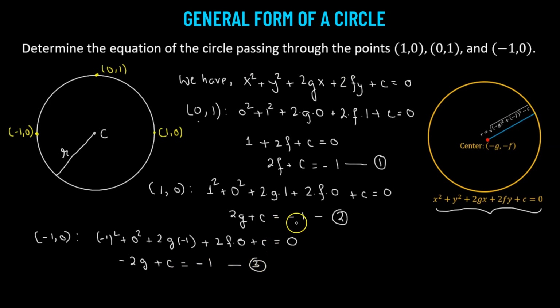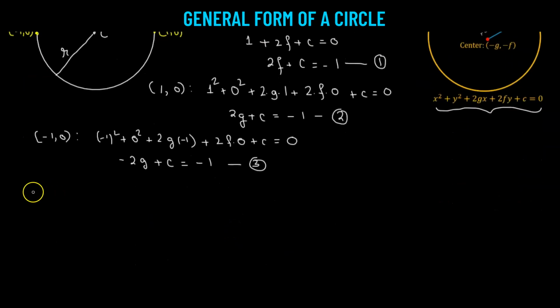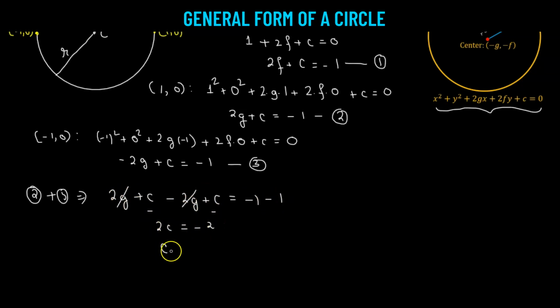Fine. Now what can we do? We can use equations 1, 2 and 3 and solve them to obtain the values of f, g and c. So let's begin by first adding equation number 2 with equation number 3. Here we have 2g plus c, which gets added to -2g plus c, and on the right hand side we have -1 minus 1. So -2g and 2g cancel out, and we have 2c equals -2, so c comes out to be -1. Now that we have the value of c, let's find the values of f and g.